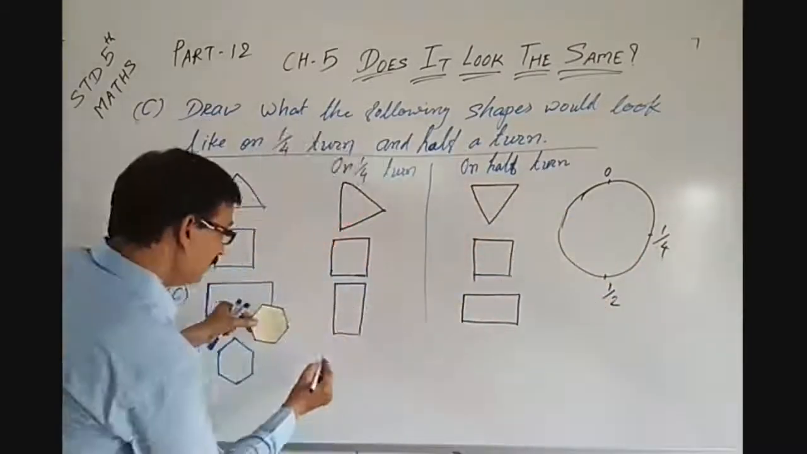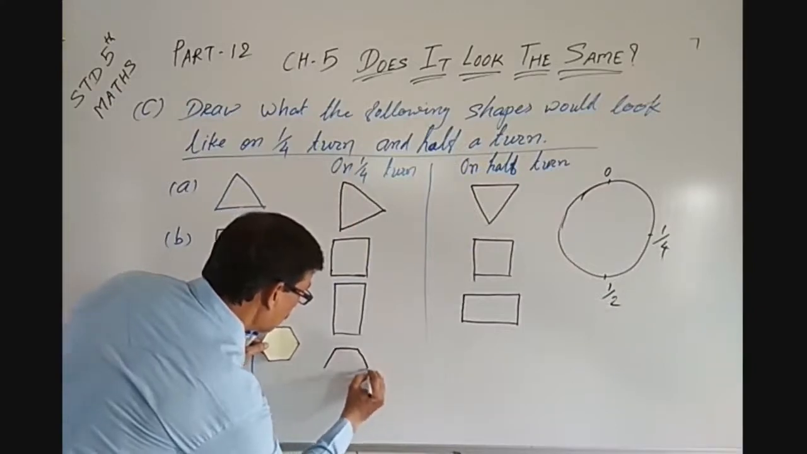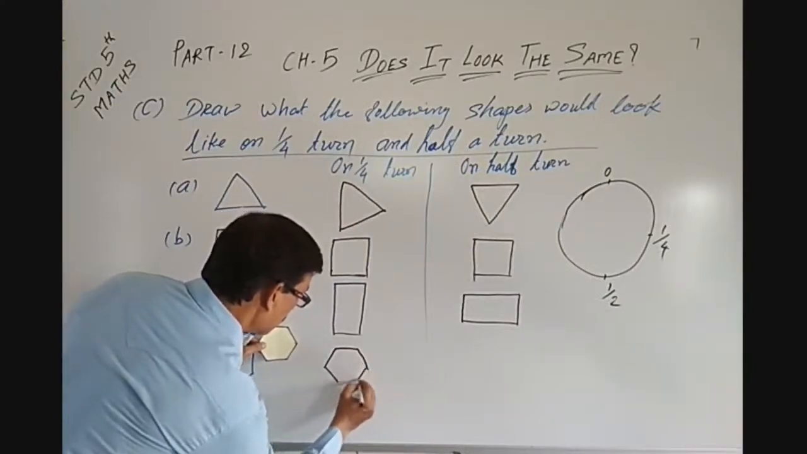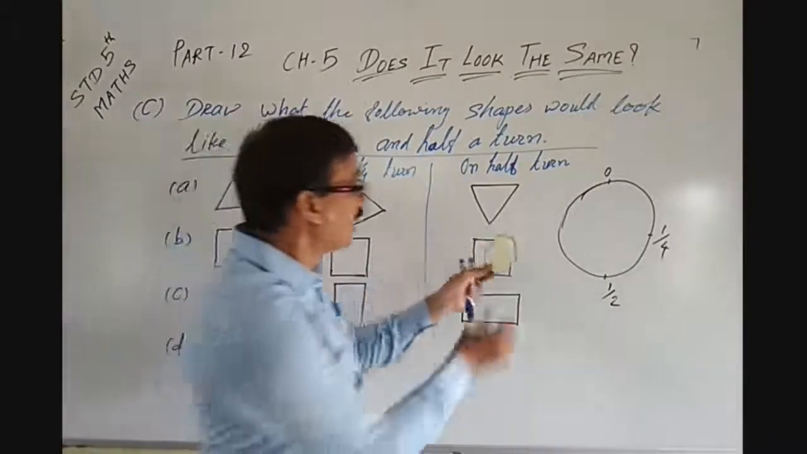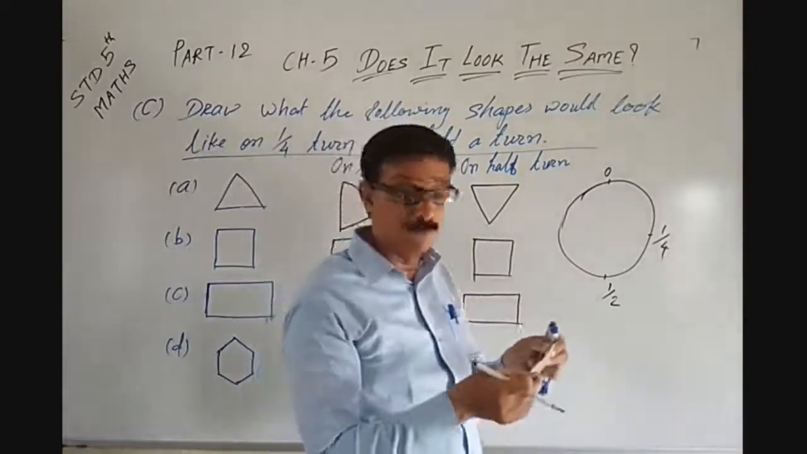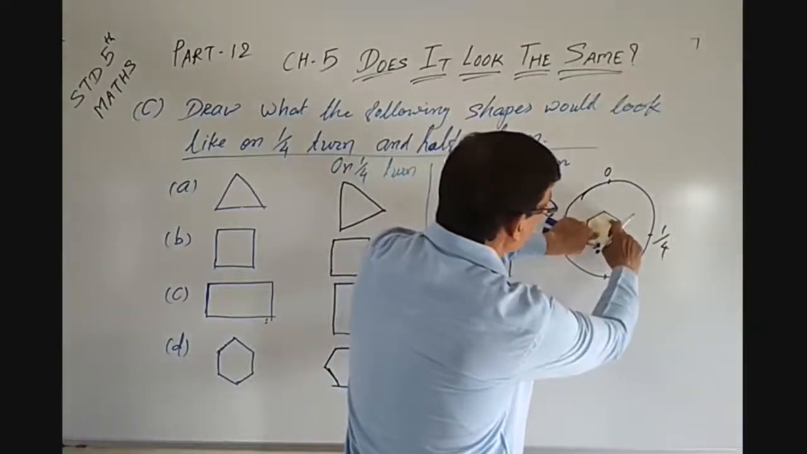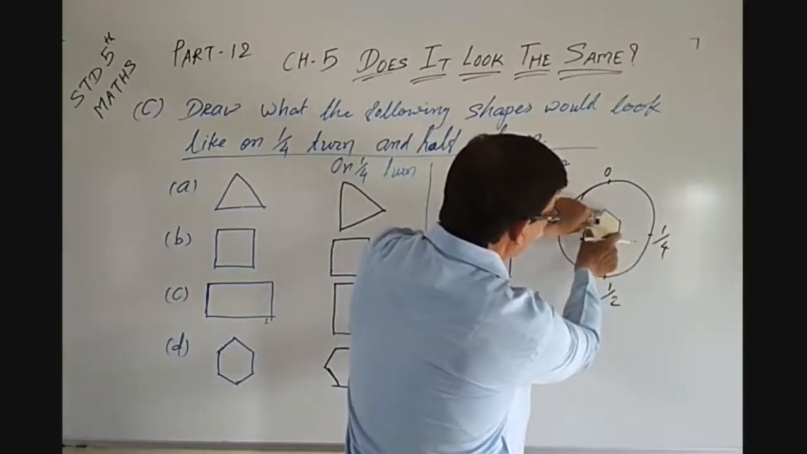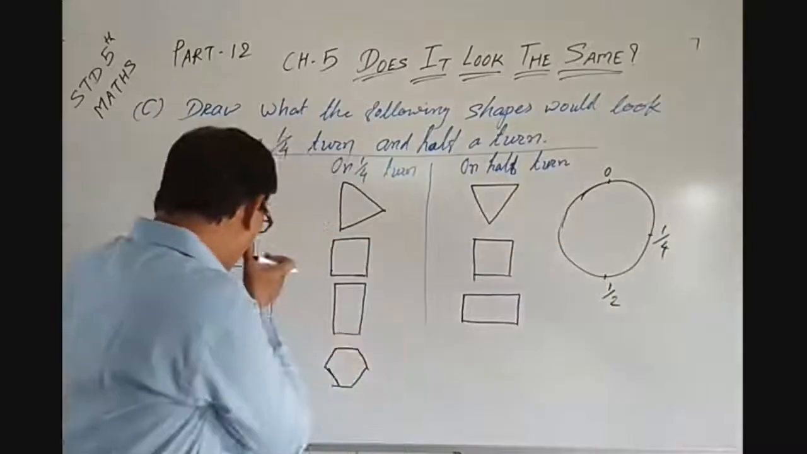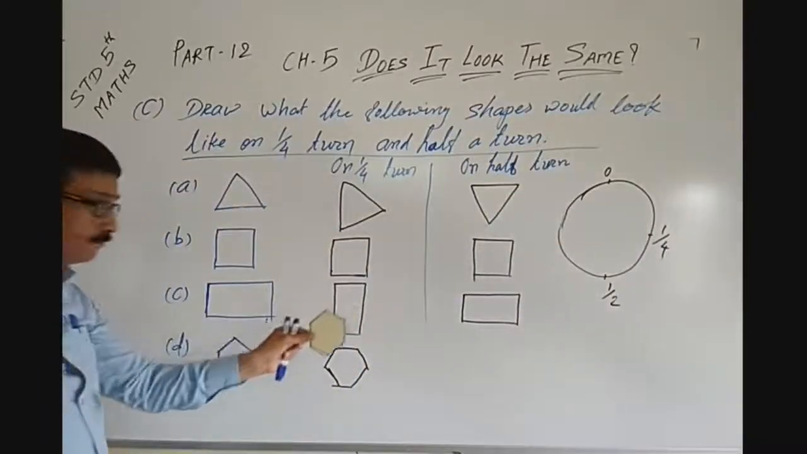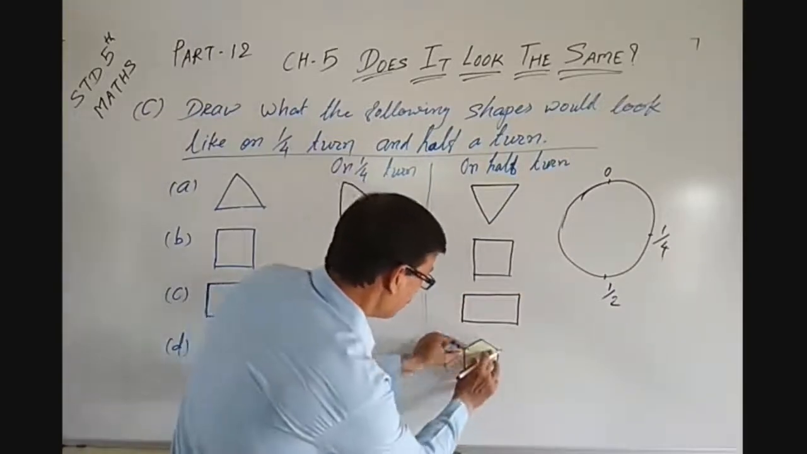Okay, so let me draw something like this. Okay, now let's give it a half turn. So put it like this, give it a half turn. On half turn it will look something like this. So let me draw this once again. On half turn it will look the same. So let me draw this shape over here.